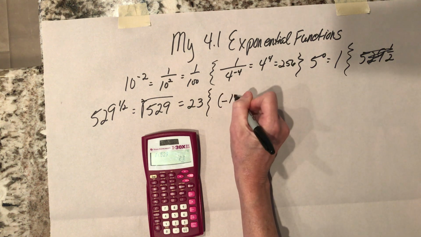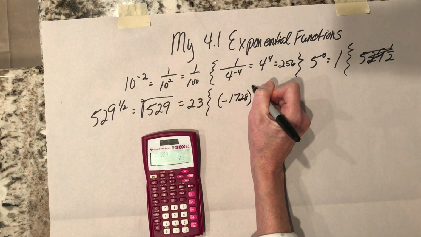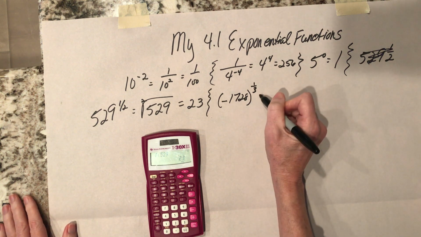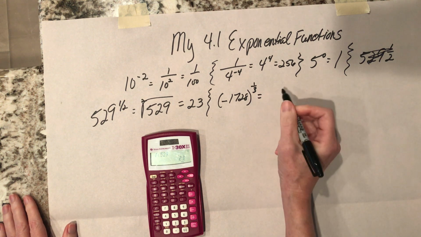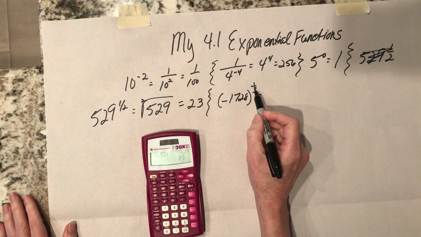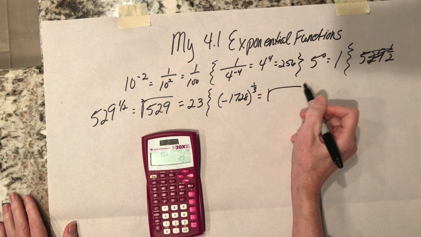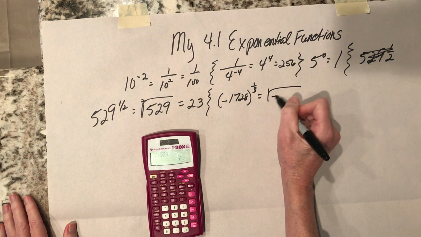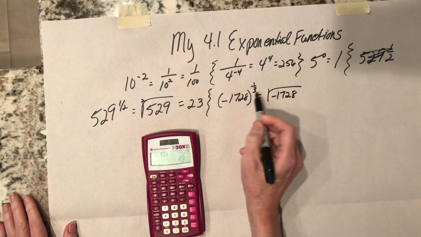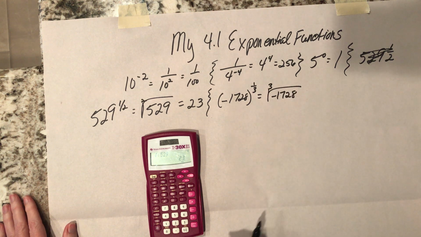We've got negative 1728 raised to the 1/3 power. Again, two ways of doing that. Go straight forward with the calculator, or you can know that any fractional exponent means you're looking at a radical. Put negative 1728 underneath there, and the denominator is the index. So we're looking for the cube root of negative 1728.